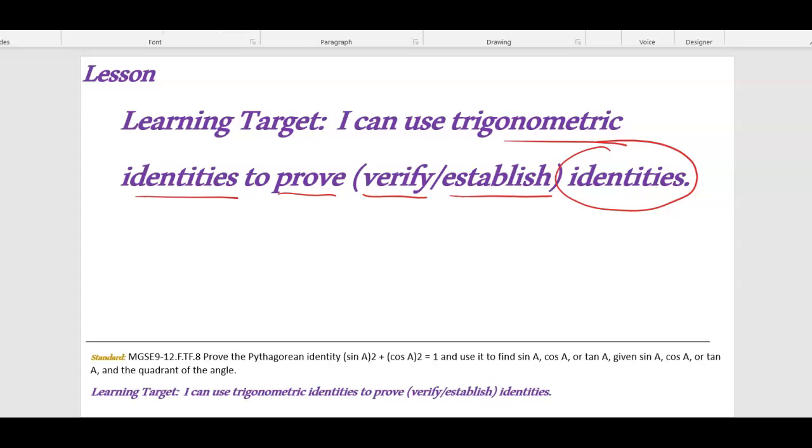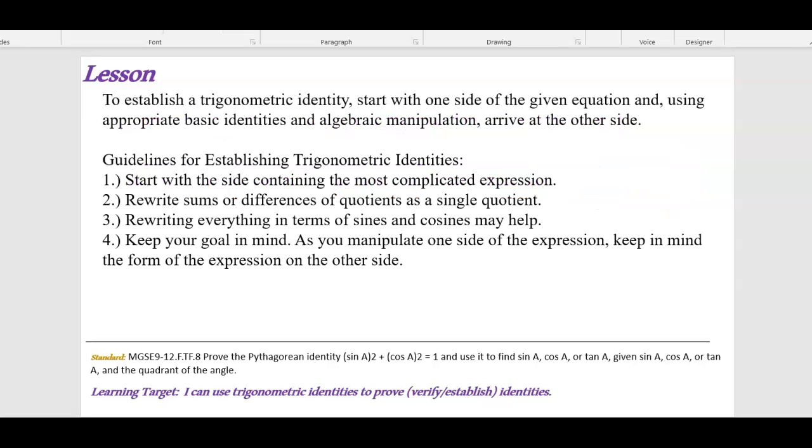Once again, the difficult part is the algebra, not the trig substitutions. You've pretty much mastered that at this point. You're not even proficient, you've mastered the substitutions at this point. So once again, in the notes you see this. You're going to start with one side of an equation. You're going to use basic identities, a lot of algebraic manipulation. That's the tricky part. Simplifying, factoring, distributive property, finding a common denominator, etc. And then you're going to arrive at the other side.